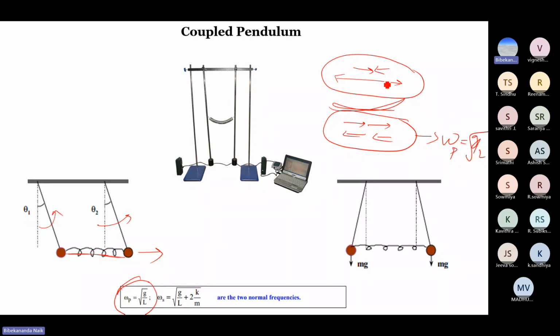So it will be root of g by l, but here in this case it will be root of g by l plus 2k by m. So there are two normal frequency modes.